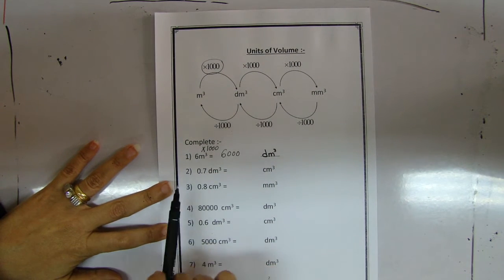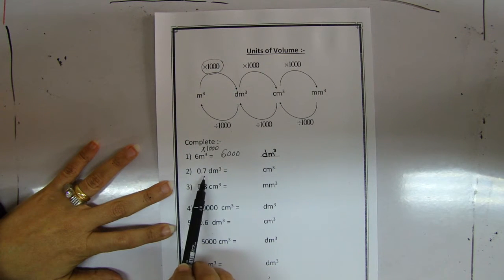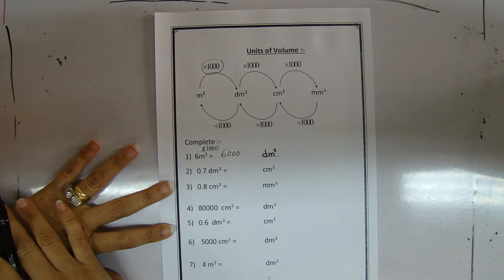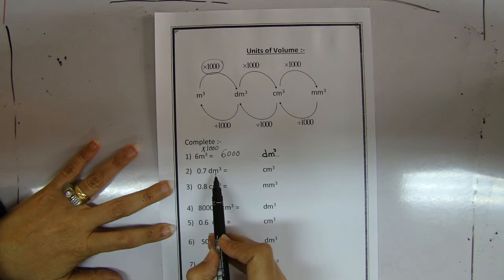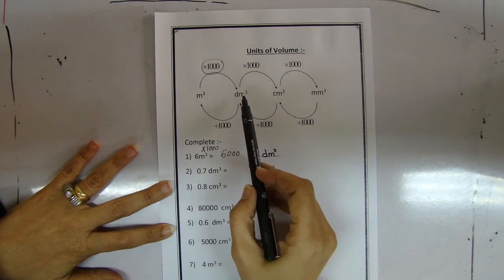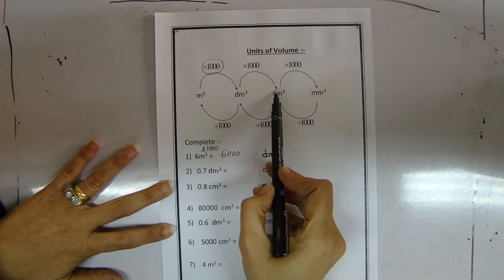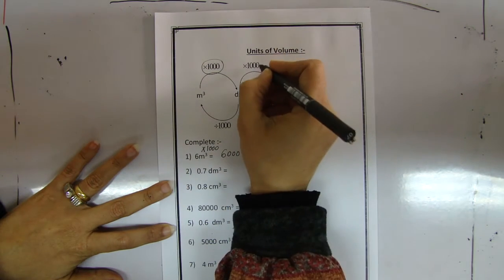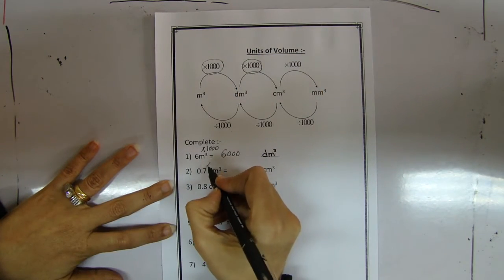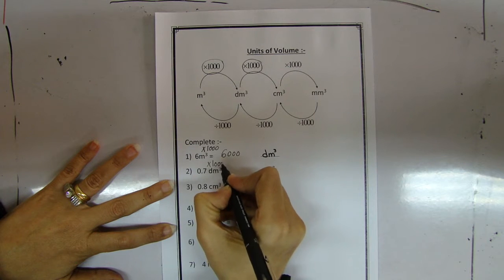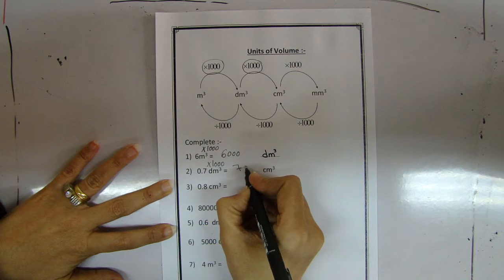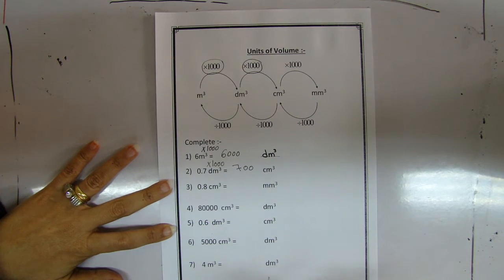Okay? Another example. Number 2, 0.7 cubic decimeter equals what cubic centimeter? From cubic decimeter to cubic centimeter, times 1,000. So 0.7 times 1,000 equals what? Yes, equals 700.